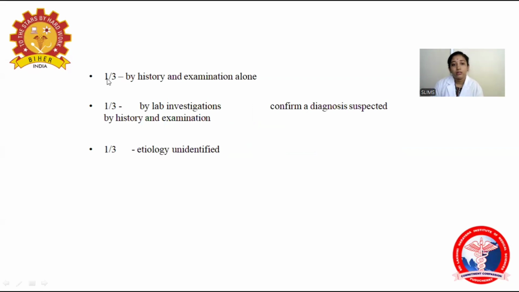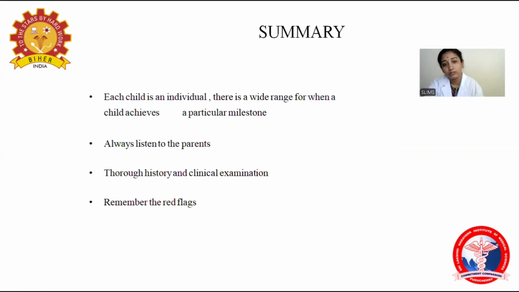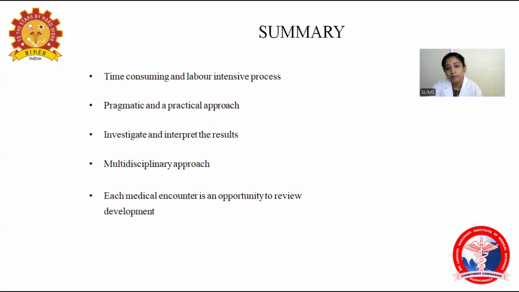So to summarize, we can diagnose a developmental delay from the history and examination alone in one third of cases, and one third can be diagnosed by lab investigations, to confirm a diagnosis. By history and examination, this is one third, and the etiology will be unidentified in the rest. Each child is an individual. There is a wide range for when a child achieves a particular milestone. Always listen to the parents and perform a thorough history and clinical examination. Remember the red flag signs.